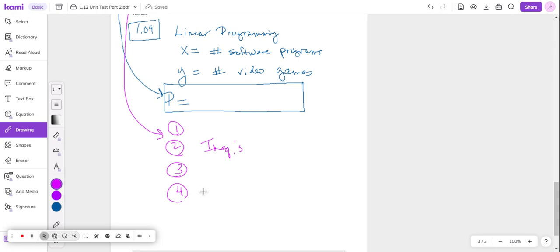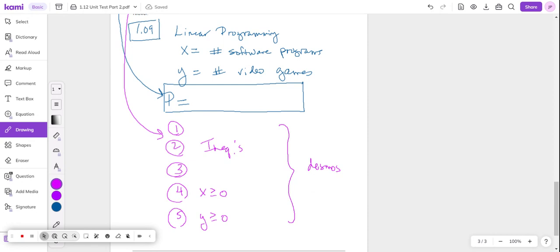And that is that the number of software programs has to be positive. So they're not going to tell you this. This is just understood. So X would have to be greater than or equal to 0. And the number of video games produced would also have to be positive. So that's going to give you 5 total inequalities. So in the problem, you're going to get 3 inequalities, and then you're just going to have to know that you can't have any negatives. So I would use Desmos. So I would put all these into Desmos, and then you have to find your feasible region.